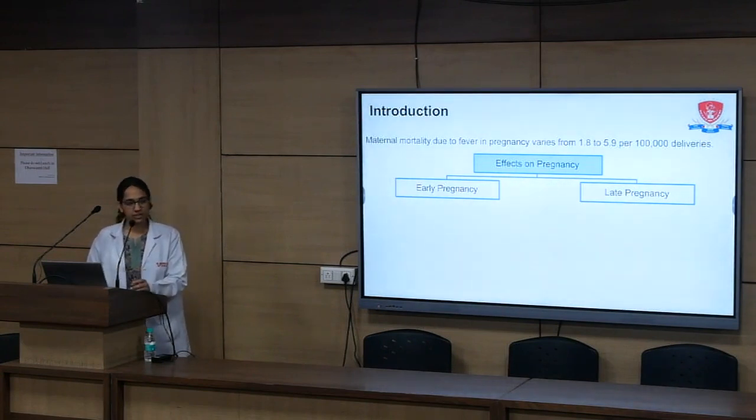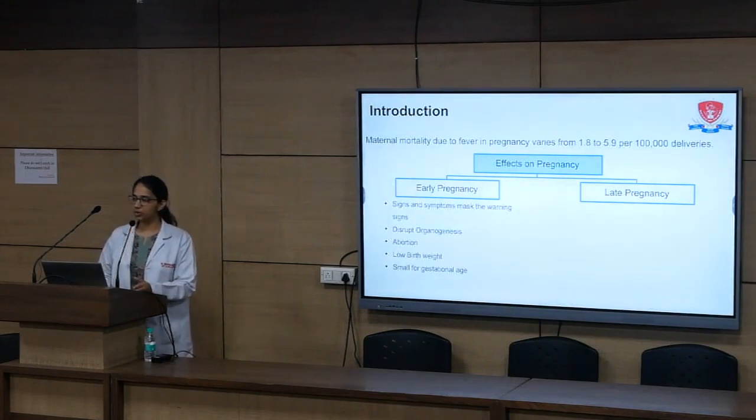The effects on the fetus in early pregnancy might range from abortion and low birth weight to small for gestational age. Basically, the signs and symptoms in early pregnancy mask the warning signs. But if affected, it disrupts organogenesis.